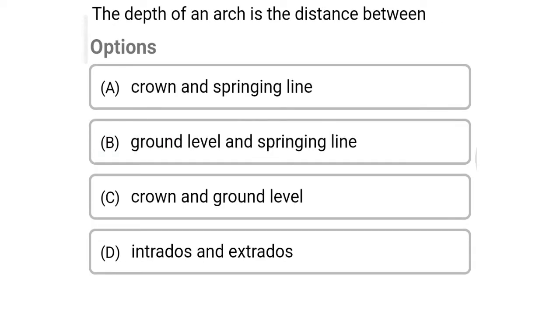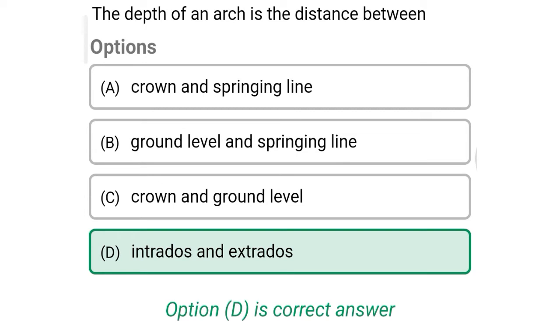Next question, the depth of an arch is the distance between option A crown and springing line, option B ground level and springing line, option C crown and ground level, option D intrados and extrados. So the correct answer is option D intrados and extrados.